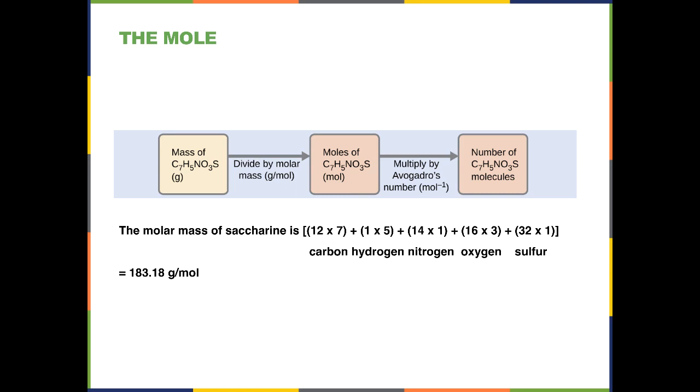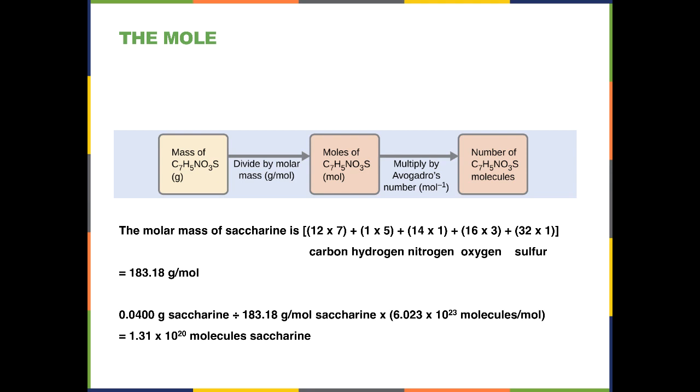So the molar mass of saccharin I've calculated here. The carbon is 12 times 7, or if you wanted to, you could put 12.01. The hydrogen is 1.008 or 1 times 5. The nitrogen is 14.007 or 14 times 1. The oxygen is 16 times 3, and then the sulfur is 32 times 1. And if you do all of that calculation, you get 183.18. So that's the molar mass or formula mass for saccharin.